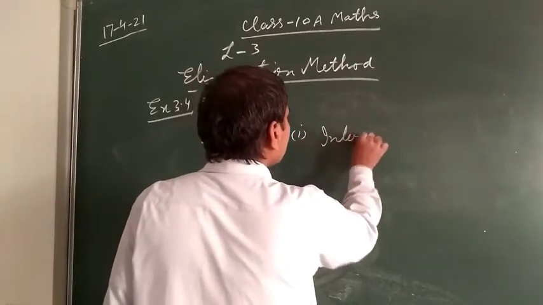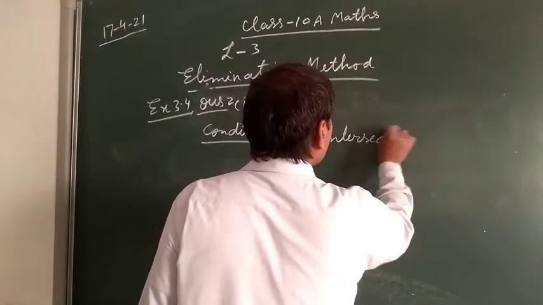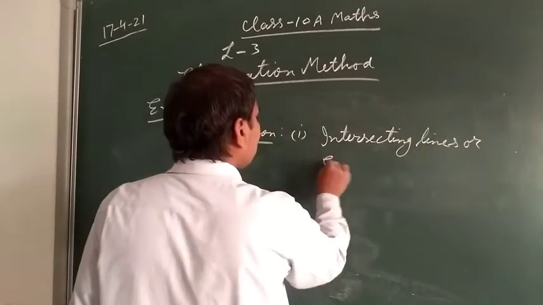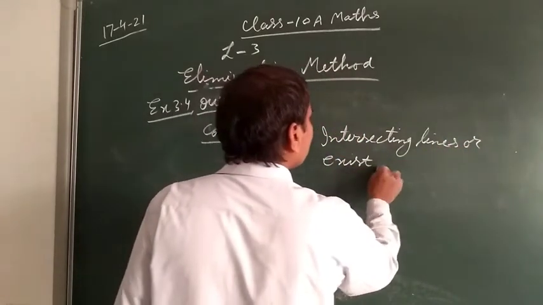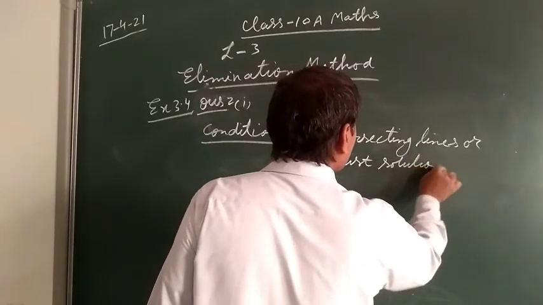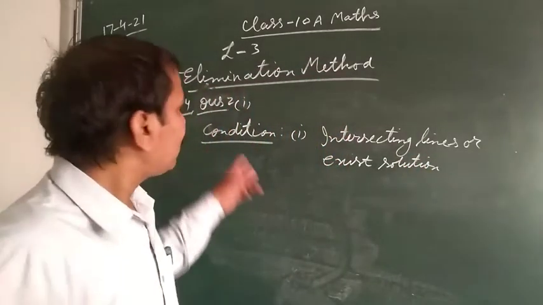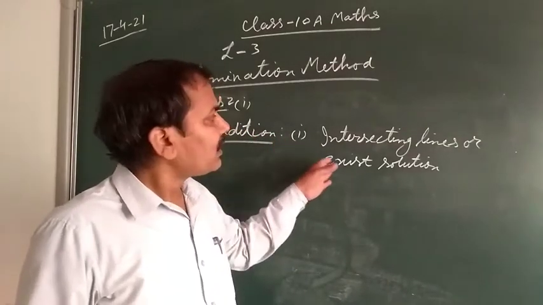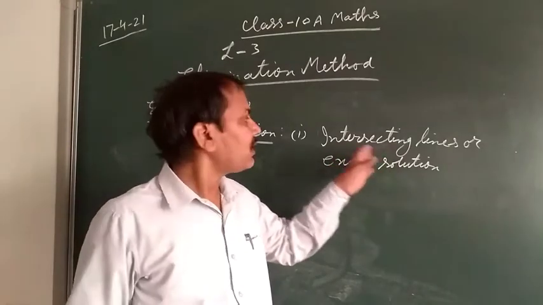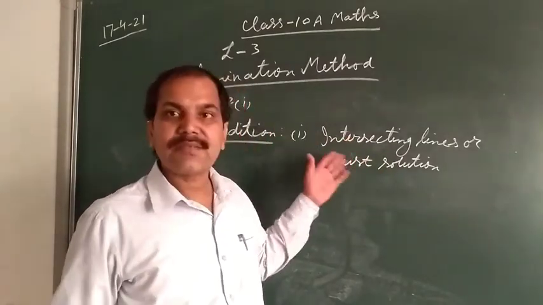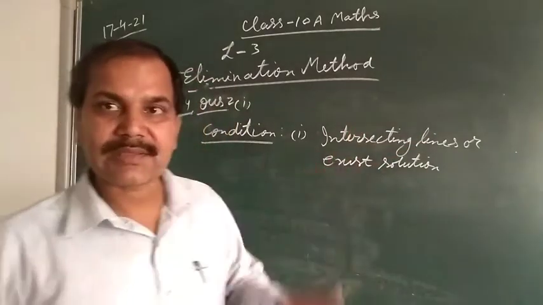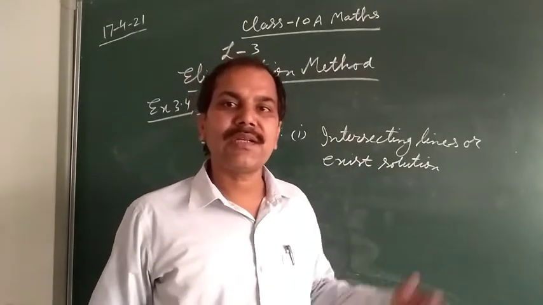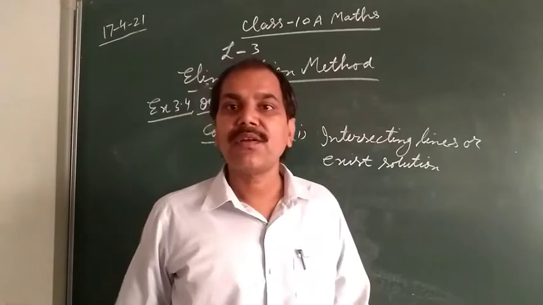Intersecting lines. Solution exists. Okay. Means when a pair of linear equations in two variables is given, a solution exists when the two lines are intersecting lines. Means when two lines intersect, they will intersect at a point. So that intersecting point will be the solution of the pair of linear equations in two variables.